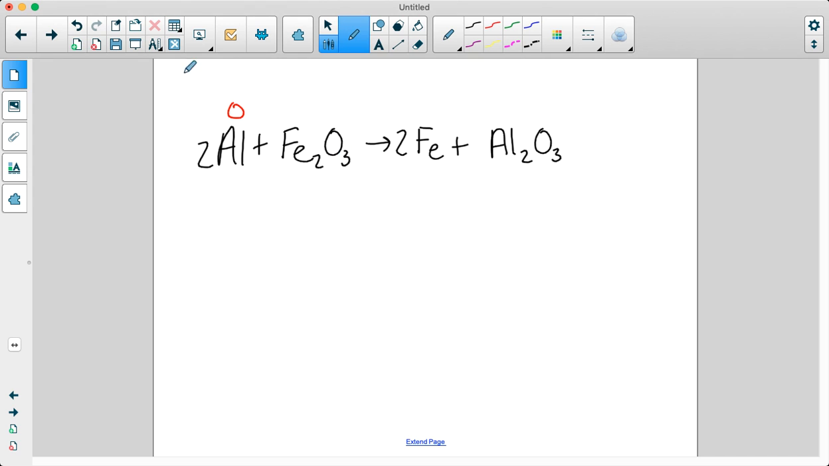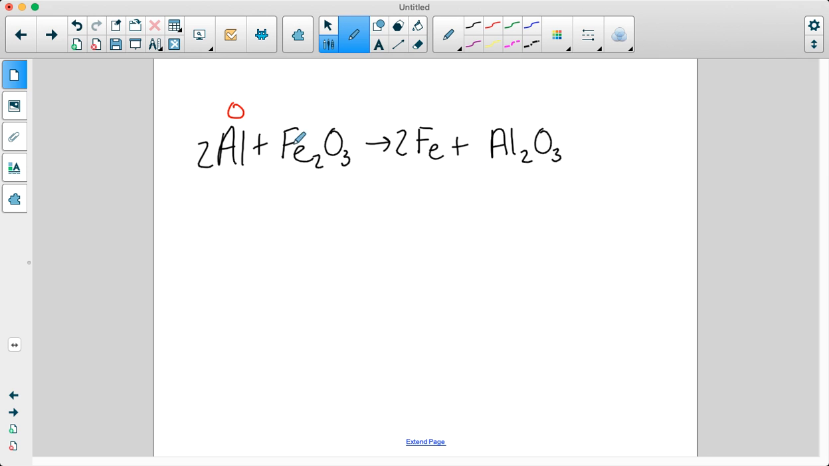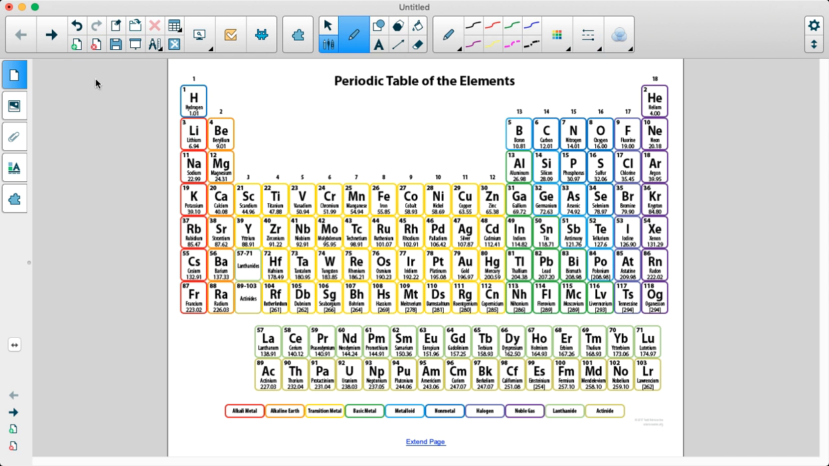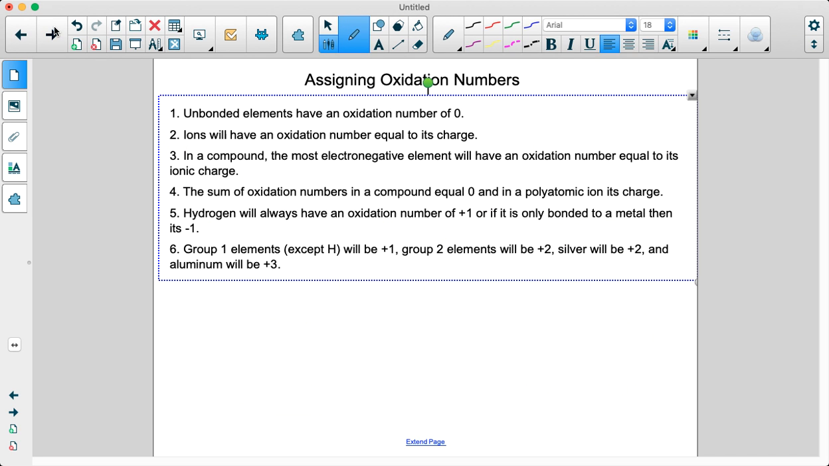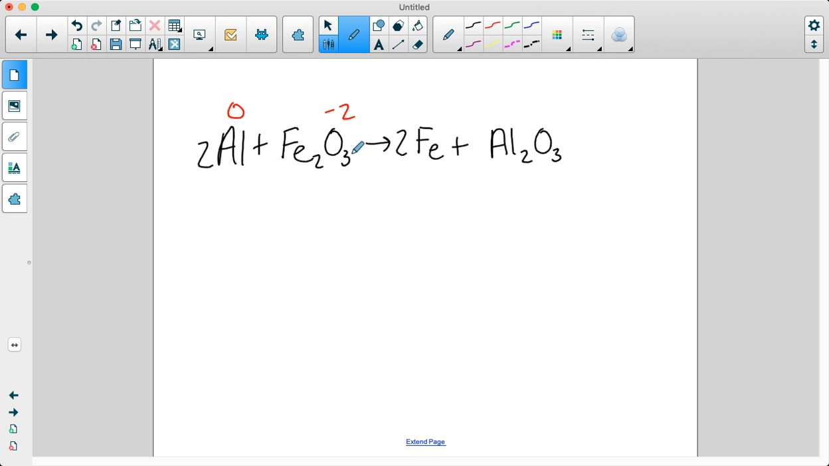Then here we have a compound. Rule 3 and 4 talk about a compound. Rule 3, in a compound, the most electronegative element will have an oxidation number equal to its charge. So we look at iron and oxygen, and if we look back at the periodic table, we've got iron right here, oxygen right here. Oxygen is higher up and further to the right, so that's the most electronegative. So we start by assigning its charge. If you recall, everything in this column has an ionic charge of -2. Go back here, -2.